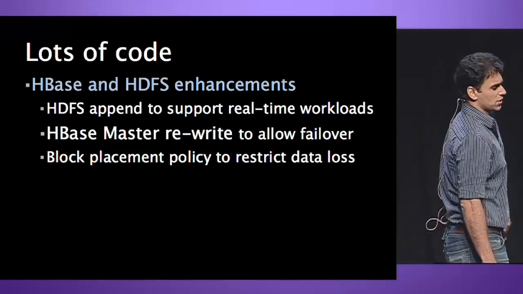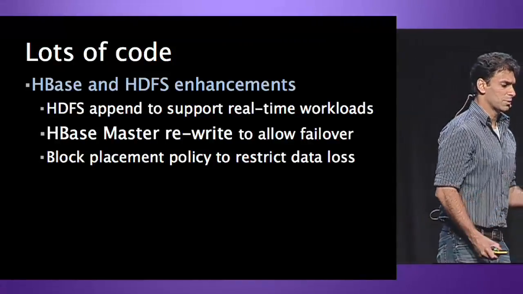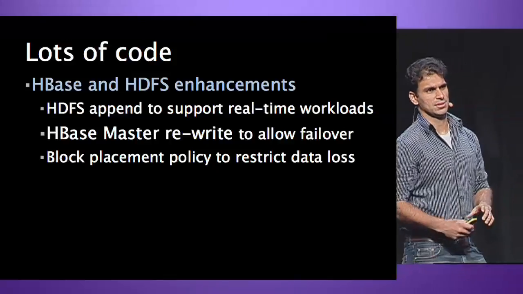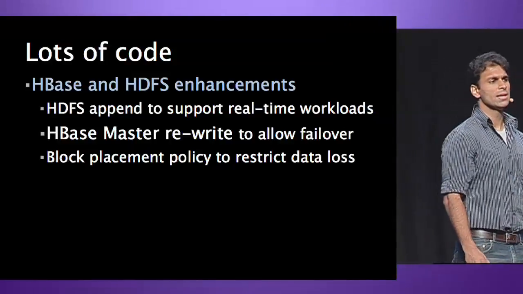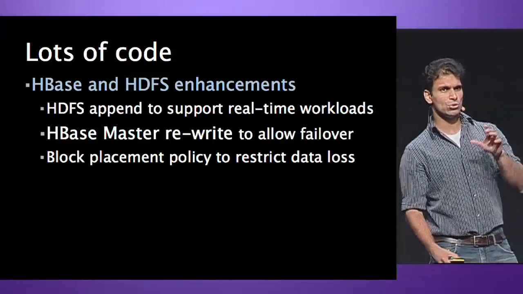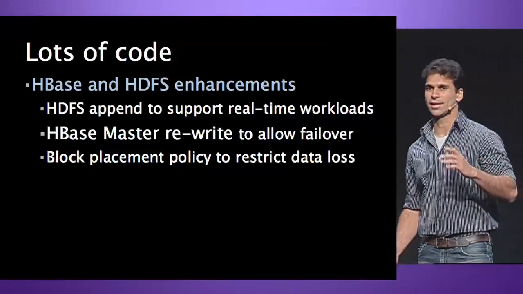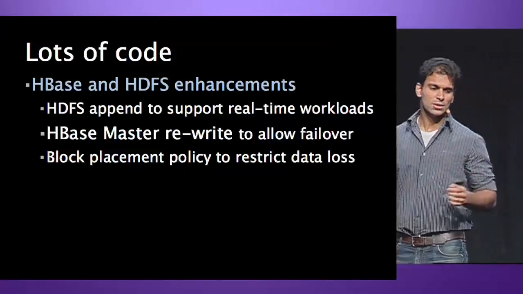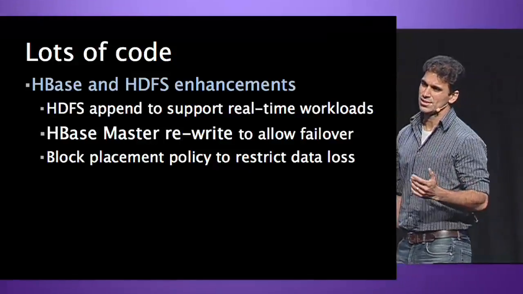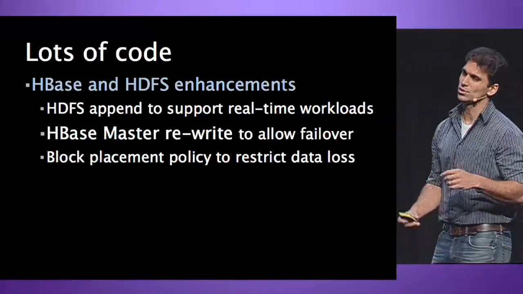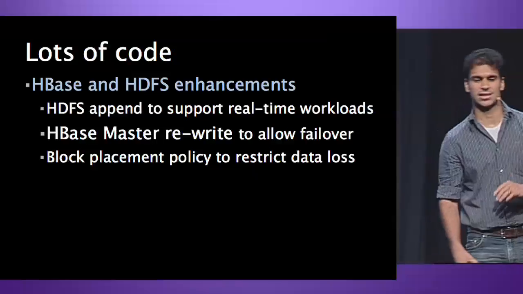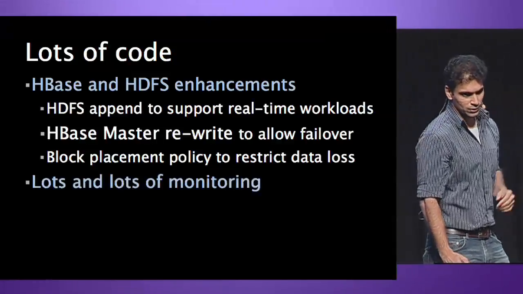One of the other things was the block placement policy. Scattering data across, like putting replicas on any machine, has the advantage that if you do lose data, you lose a little bit of it. But in our case, losing any data was pretty much game over. So we came up with a new block placement policy so that if you did lose data, you would lose a lot of it, but the probability that you lost data was really, really, really low.